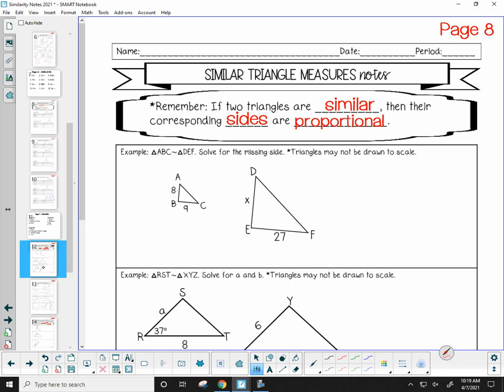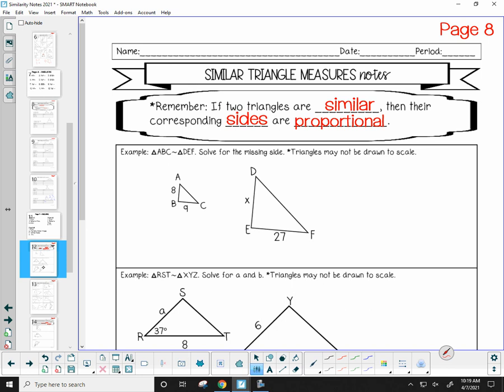So find page 8, please. All right, so we're going to be using the idea today that if two triangles are in fact similar, then their sides are going to be proportional. What do we know about their angles still? Corresponding angles are congruent, right? Okay, so we're going to work with the fact that the sides are going to be proportional.